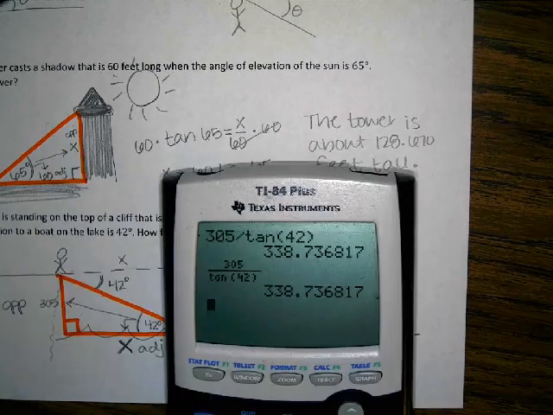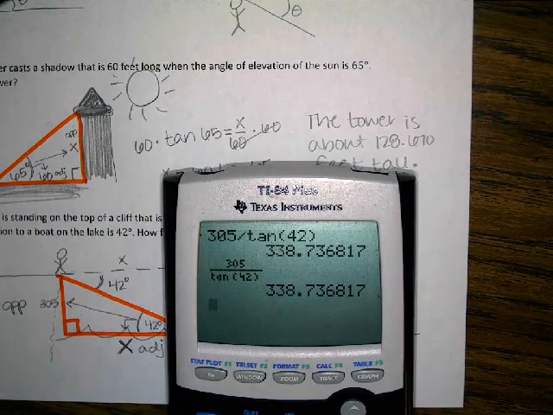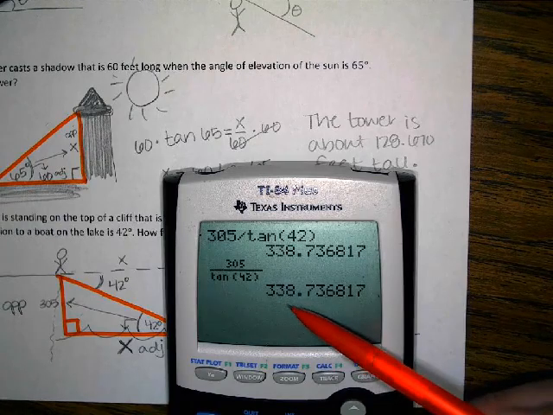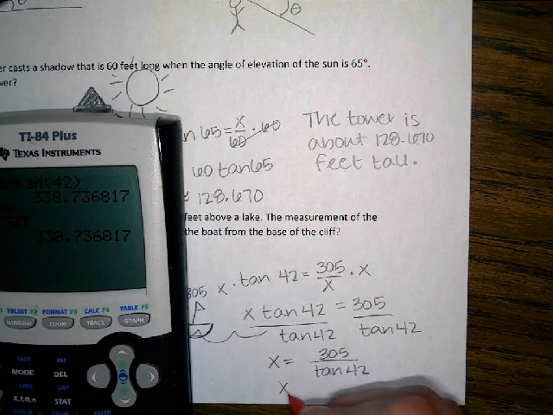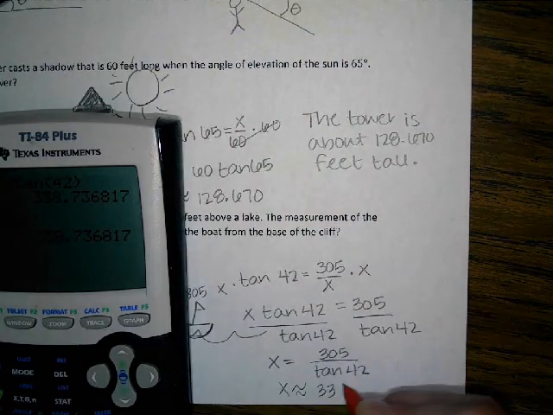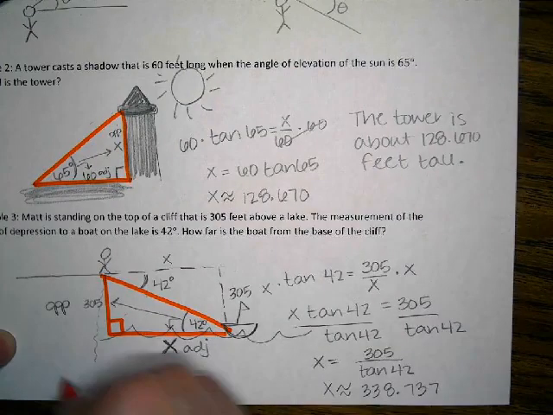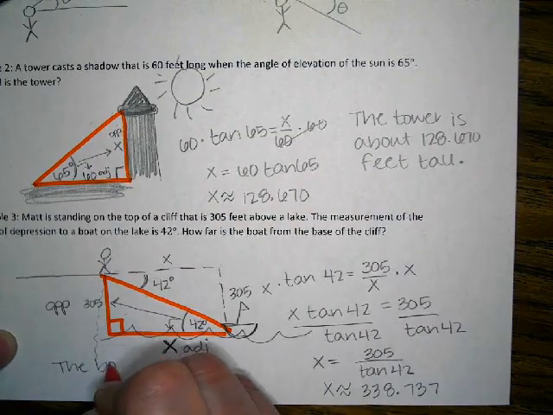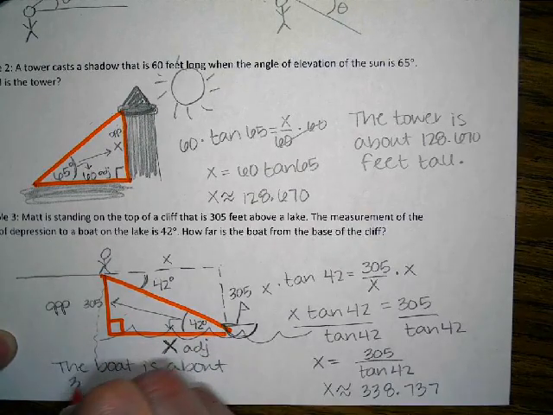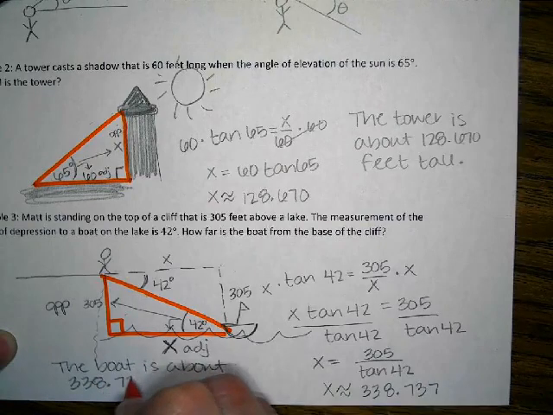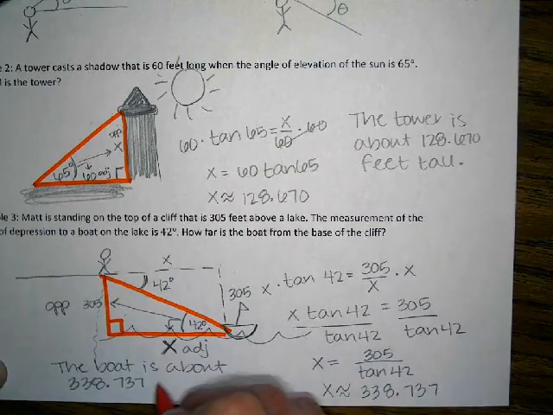So 338.737. The boat is about 338.737 feet from the base of the cliff.